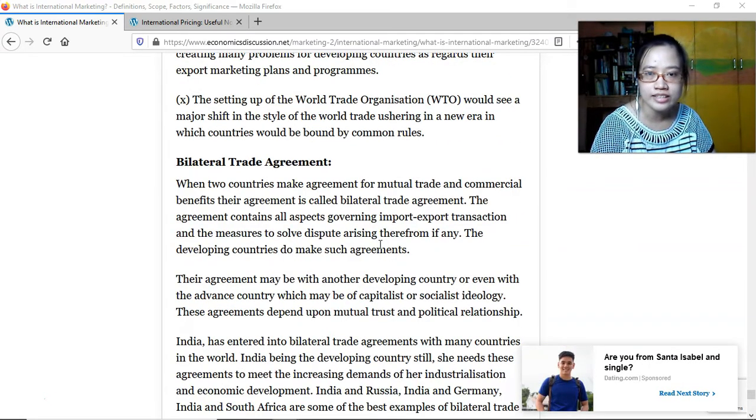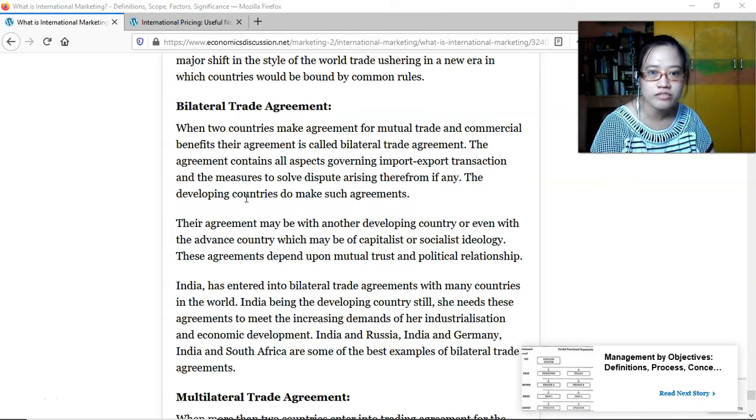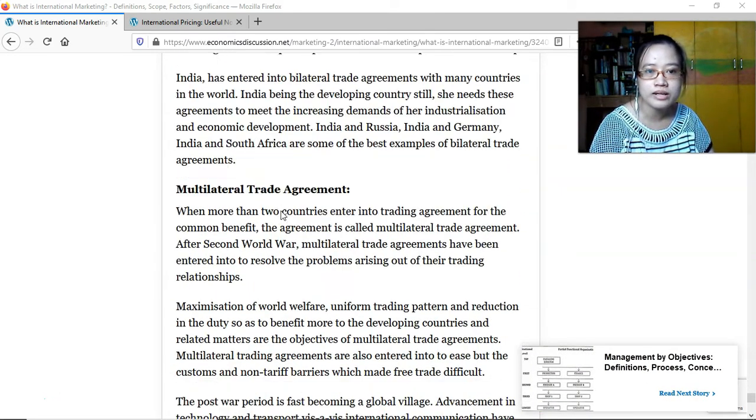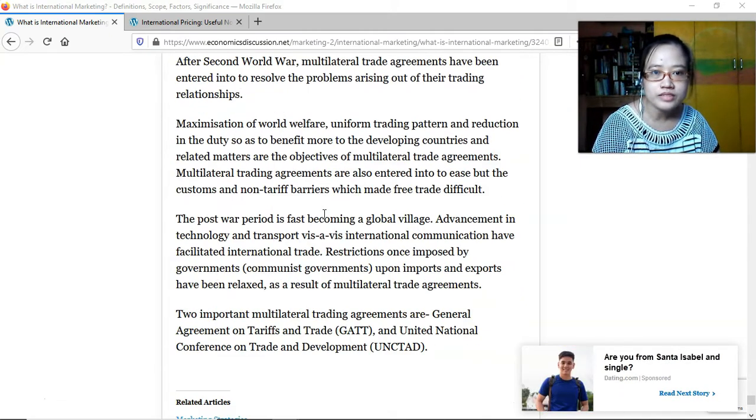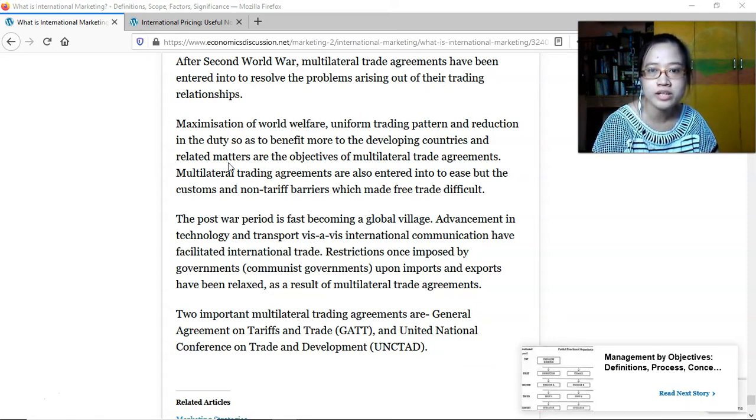And then you have your bilateral trade agreement, or agreement between two countries for mutual trade and commercial benefits. That's what we call bilateral. And then you have your multilateral trade agreement. More than two countries enter into an agreement for the common benefit. Normally, free trade between them. Maximization of world welfare, uniform trading pattern, and reduction in the duty so as to benefit the developing countries more, and related matters are the objectives of multilateral trade agreements. Also entered into to ease the customs and non-tariff barriers which made free trade difficult.